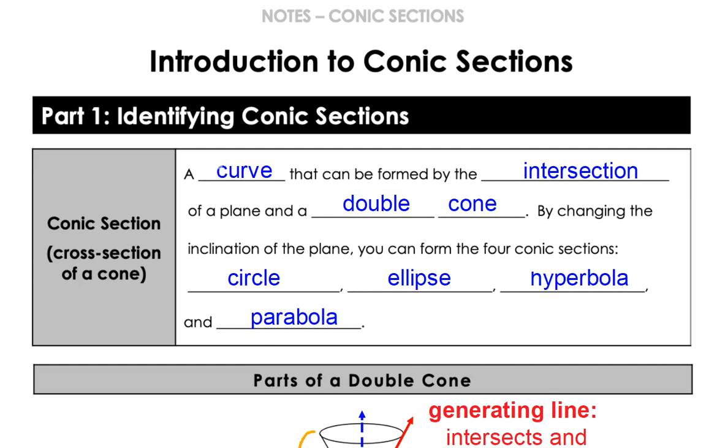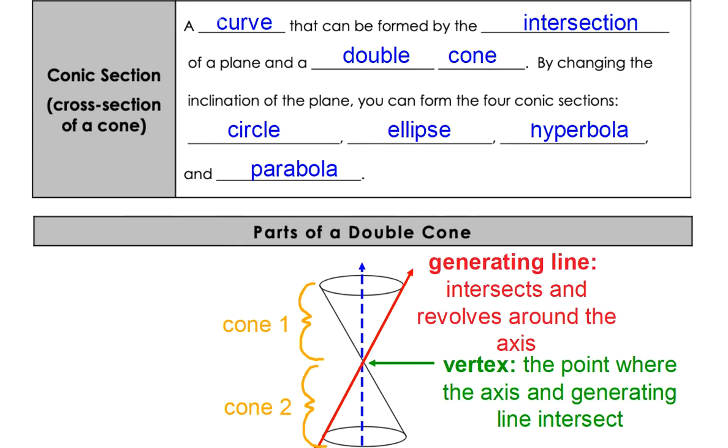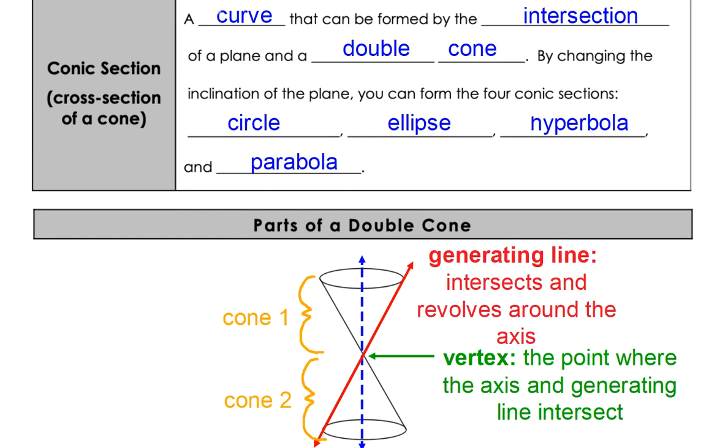So we're going to look at what those 4 conic sections look like. But again, we're looking at a curve that is formed by the intersection of a plane and a double cone. And depending on how we change that plane, we can make those 4 different conic sections. So let's take a look down here at what that double cone might look like.